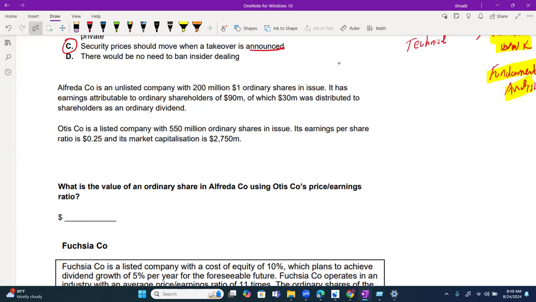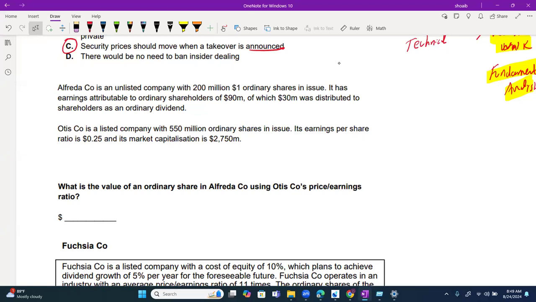Elfreda company is an unlisted company with 200 million shares in issue. It has earnings attributable to ordinary shares of 90 million, of which 30 million was distributed to shareholders as an ordinary dividend. Otis company is a listed company with 50 million shares in issue. Its earnings per share is 0.25 and the market capitalization is 2750. What is the value of the ordinary shares in Elfreda company using Otis company's PE ratio?